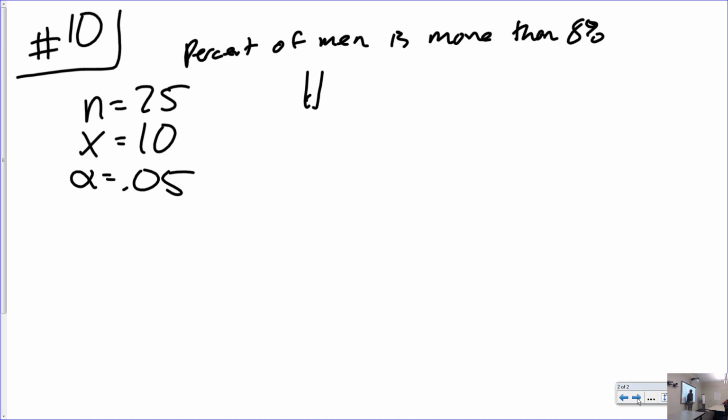So, what's our H0 and our Ha? What are they trying to test? So what do they want to be true? Right, they want the percent to be more than 8%, right? So that's therefore your Ha.